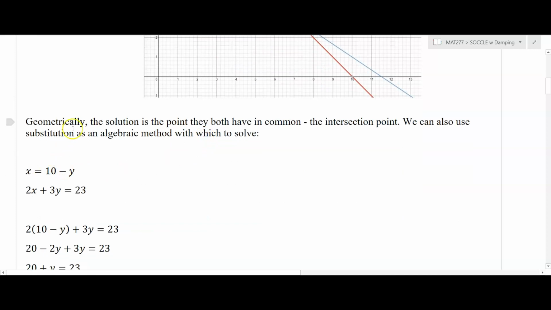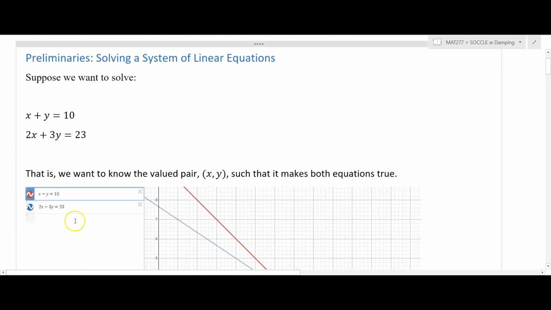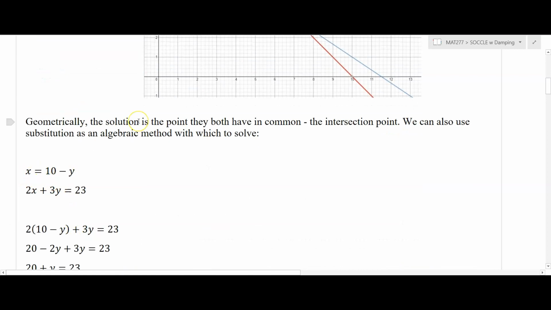Now that's one way to solve it, to graph them and find the intersection point. One other way you may have seen before is called substitution. If you solve one of the equations for one of the variables, for example, x plus y equals 10, if we simply subtract y from both sides, we get x is equal to 10 minus y. Now, because this x is the same as this x down here, I can substitute in 10 minus y for x. So let's go ahead and do that.